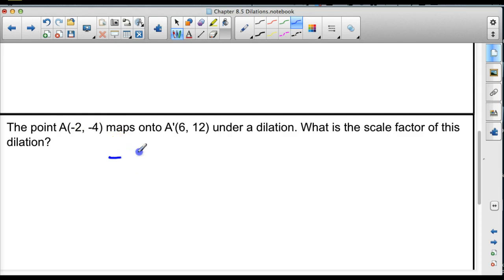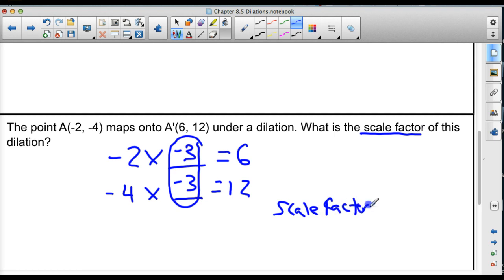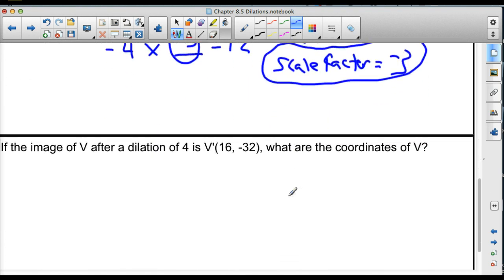So it's -2 times some number is going to give us 6. And it's -4 times some number, which will give us 12. Well, I'm sure you already know this, but it's -3, right? And it should be the same number for both. So what is the scale factor? The scale factor equals -3. And you're done. Simple, right?